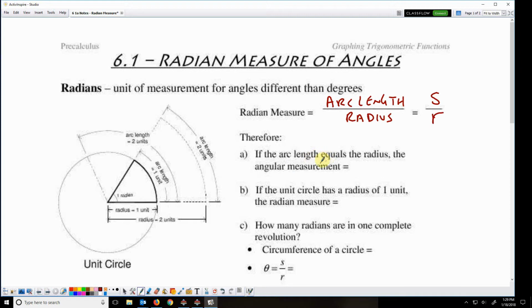So if the length of an arc is equal to the radius, the angle measure would be 1 radian. If arc length and radius are the same, that would be a number over itself. That's 1 radian. The unit circle has a radius of 1, which means in a true unit circle, we're always going to have a 1 in this denominator. So whatever S is over 1, that is the radian measure. If the radius is 1, the radian measure is equal to whatever the arc length is.